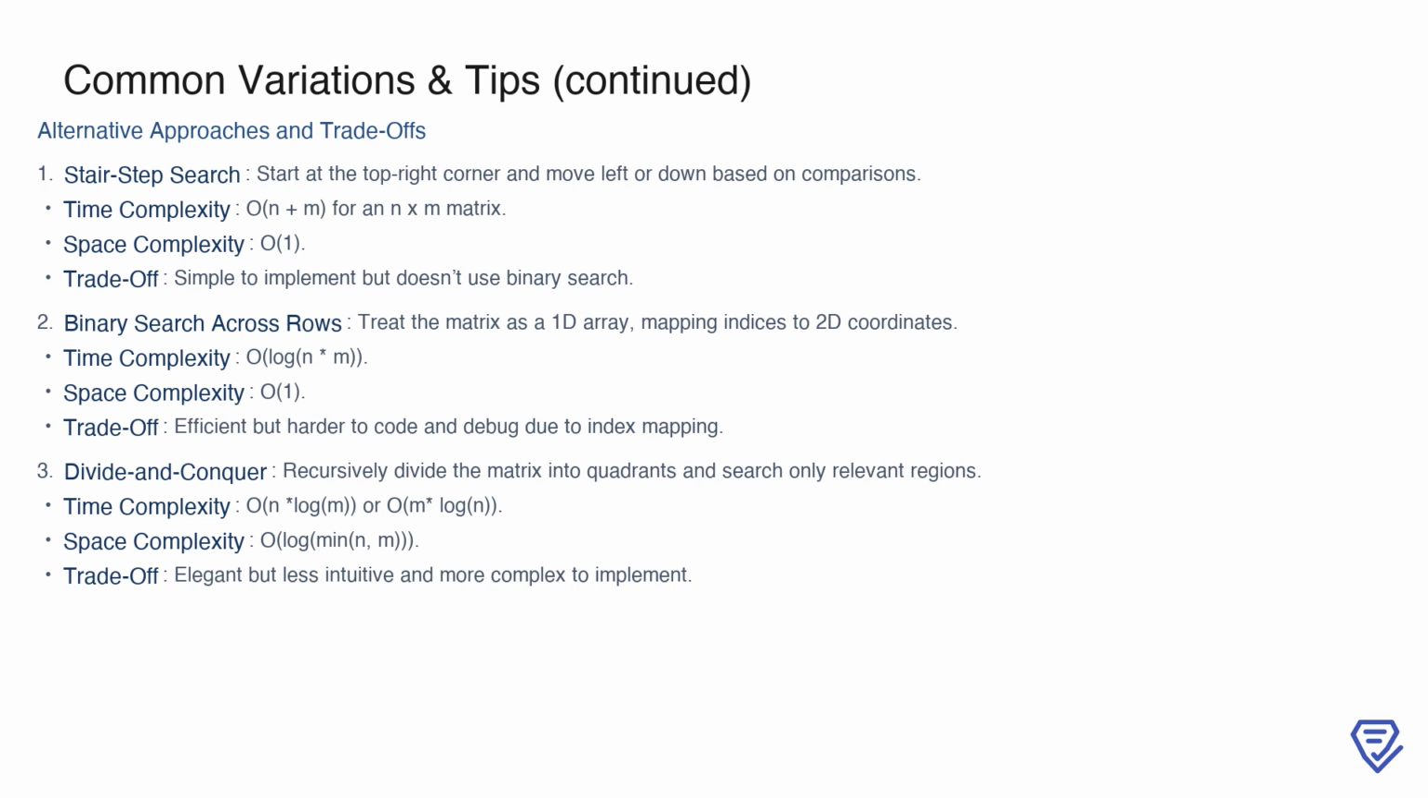Lastly, there's the divide and conquer approach, which breaks the matrix into quadrants and recursively searches only the relevant regions. While elegant, this method is less intuitive and has a higher complexity of O(n * log m) or O(m * log n) time, depending on the dimensions. Each of these methods offers unique advantages and challenges, so understanding when to apply them is key.